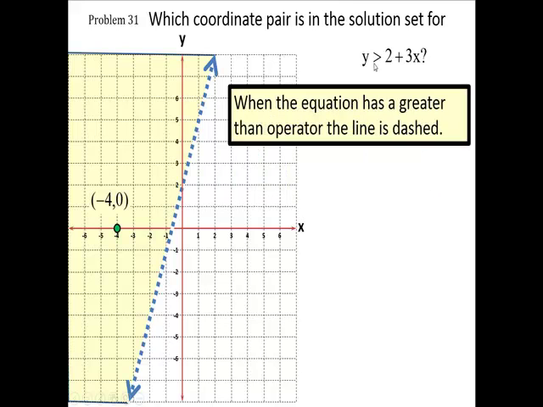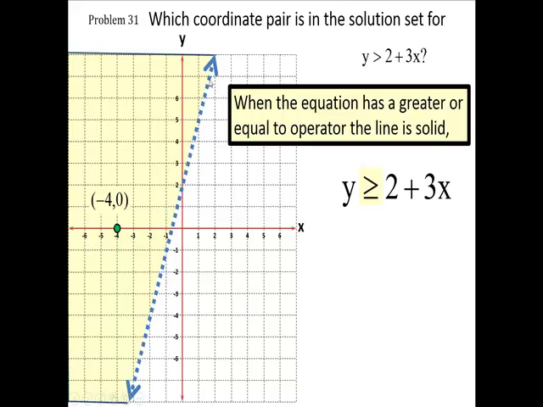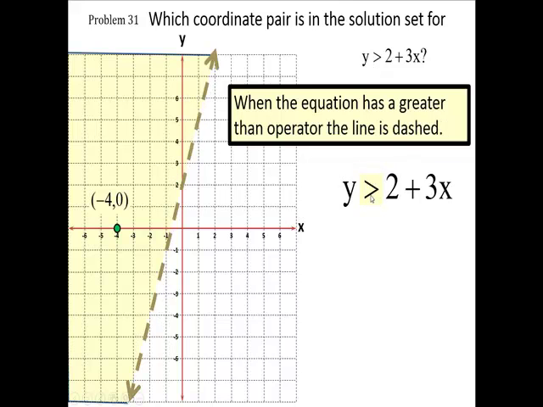Now, remember, when that's just a greater than sign, we dash in the line. If we had greater than or equal to for this inequality, we would fill in that dashed line. Whenever you graph this, we don't have an equal to sign, do we? We don't have that line down here. It's different. So we're going to go back and use this. So this is the graph of this inequality.